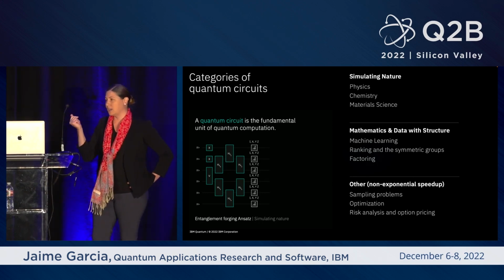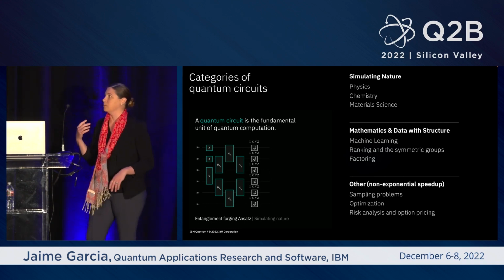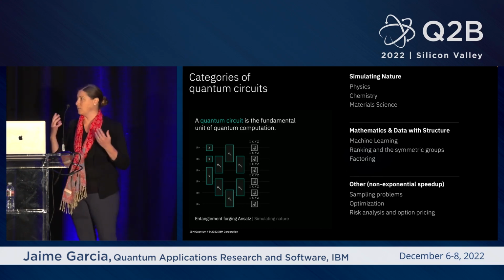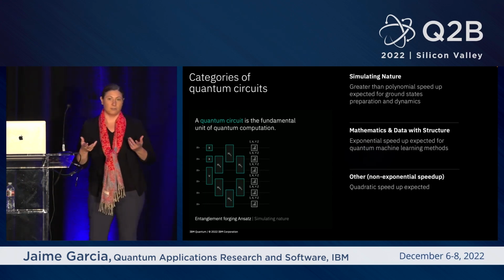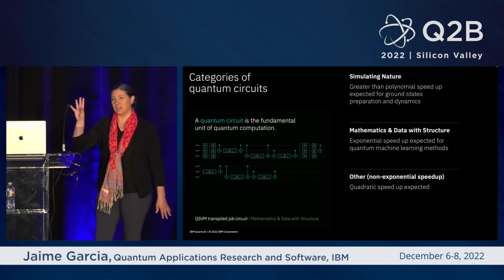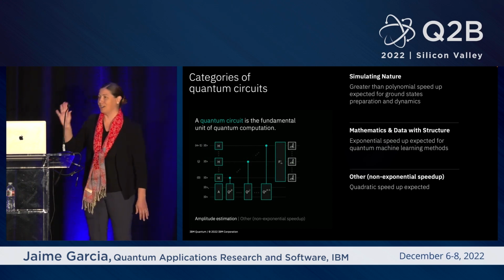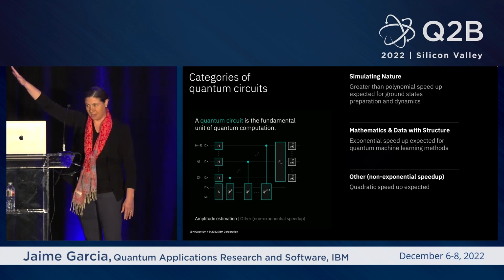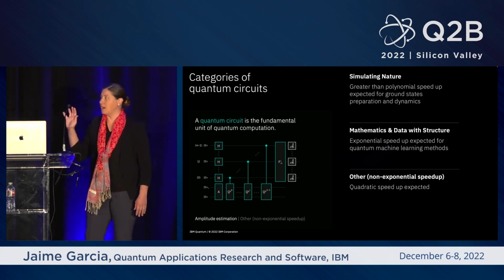In the simulation of nature category, we have things along the lines of physics, chemistry examples, materials science examples. In mathematics and processing data with complex structure, that's where quantum machine learning lives, as well as factoring and ranking. The reason why we selected these is because of the promise of the potential for speed up at some point in the future. For the first two cases, simulation of nature and processing data with complex structure, we have seen examples, at least on paper in a theoretical world, where we're talking about at least polynomial, super polynomial, potential for exponential speed up in certain instances. And so these tend to be the ones that we really do focus on.